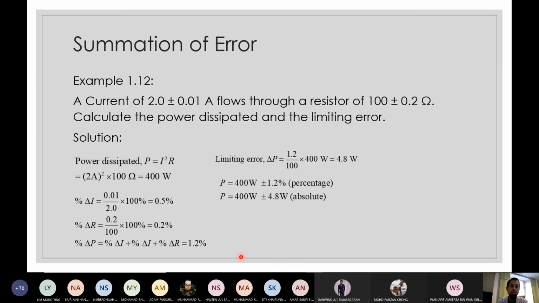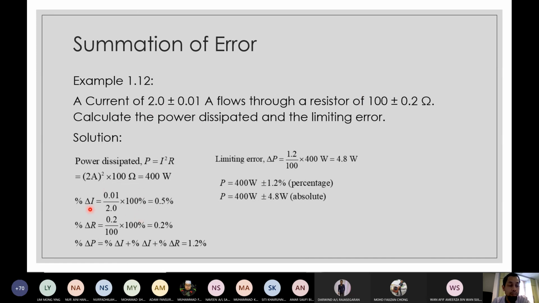Okay, this is another example using power. A current of 2 plus minus 0.01 amps flows through a resistor of 100 plus minus 0.2 ohms. Calculate the power dissipated and the limiting error. So you need to know this equation for power dissipated: P equals I squared R. So basically it's P equals current multiplied by current itself multiplied by resistance. So the total power is 2 amps squared multiplied by 100 ohms, so you get 400 watts.